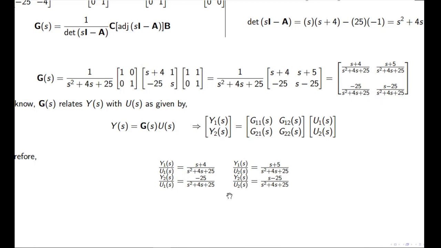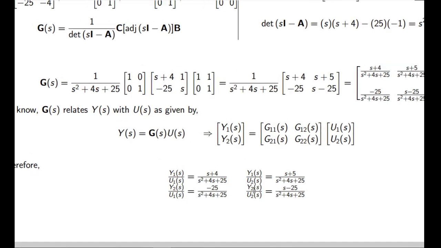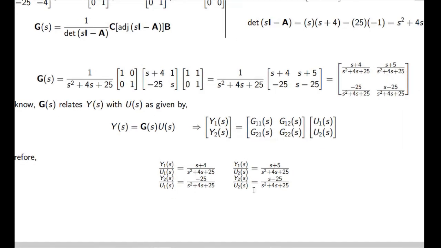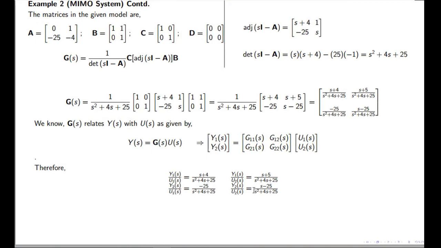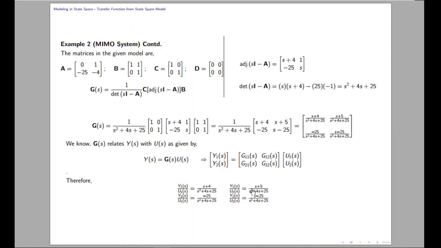G21. Okay, and similarly G22 is Y2 by U2. So I got all the transfer functions as elements of the transfer matrix.